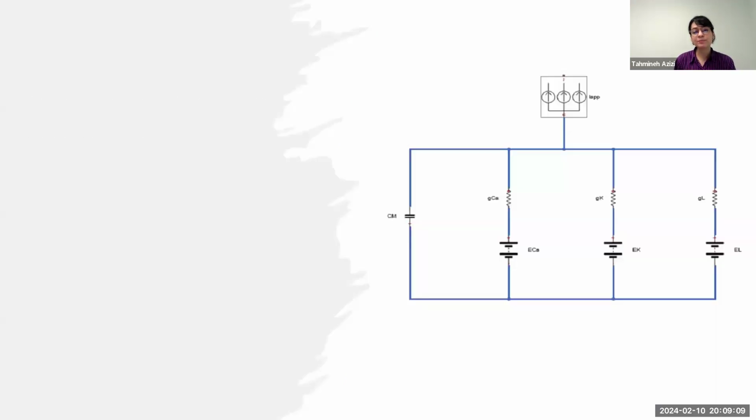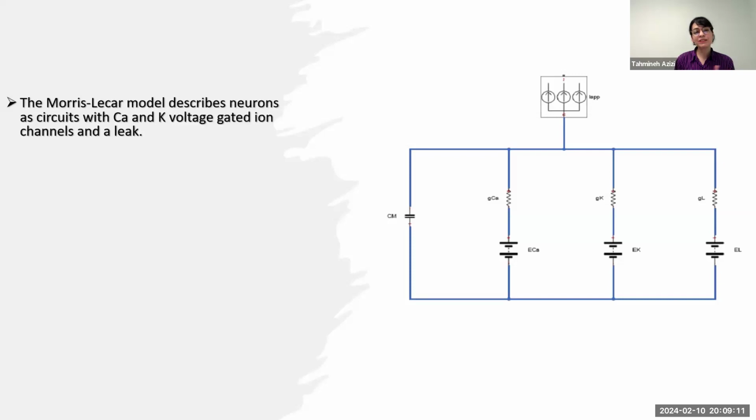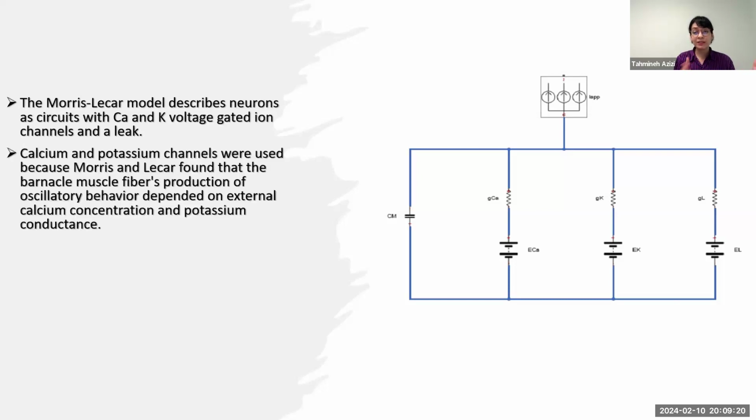But what is this model? The Morris-Lecar model describes neurons as a circuit with calcium and potassium voltage-gated ion channels. And also we have leak channels here. We can see the circuit on the right-hand side of the slide. Calcium and potassium channels are used because Morris and Lecar found that the barnacle muscle fiber's production of oscillatory behavior is dependent on external calcium concentration and potassium conductance.